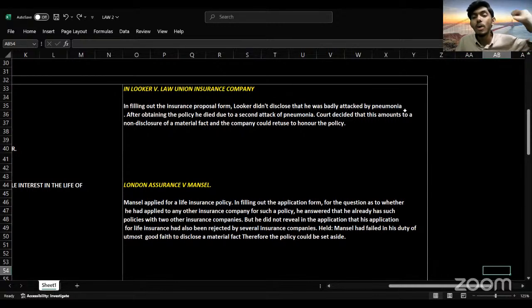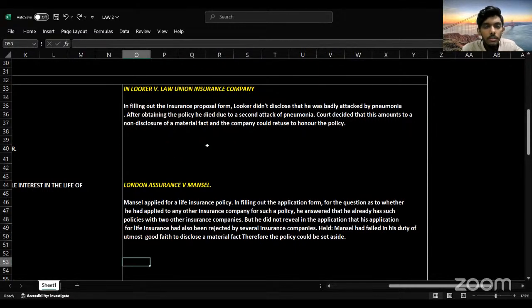Now let's talk about what the insurance company can do if you have breached the utmost good faith. They can file a court case, simply ignore, give a verbal warning, give a written warning, or refuse to pay the compensation. Are we clear?